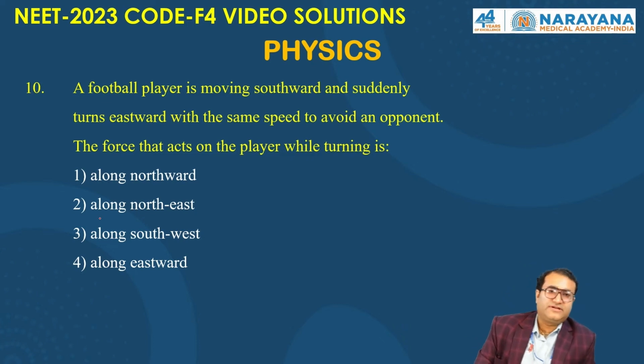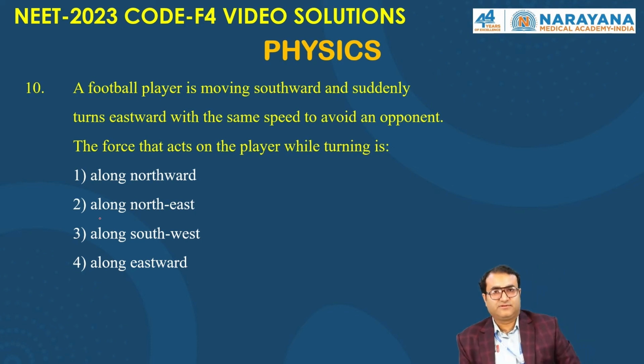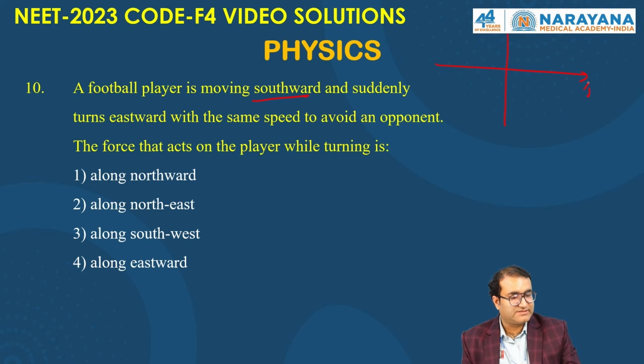Now, let us come to question number 10. A football player is moving southward and suddenly turns eastward with the same speed to avoid an opponent. The force that acts on the player while turning is? So it is moving southwards. What you can do is make this a Cartesian system. This is i cap, this is j cap, this is minus j cap. So south is minus j cap.